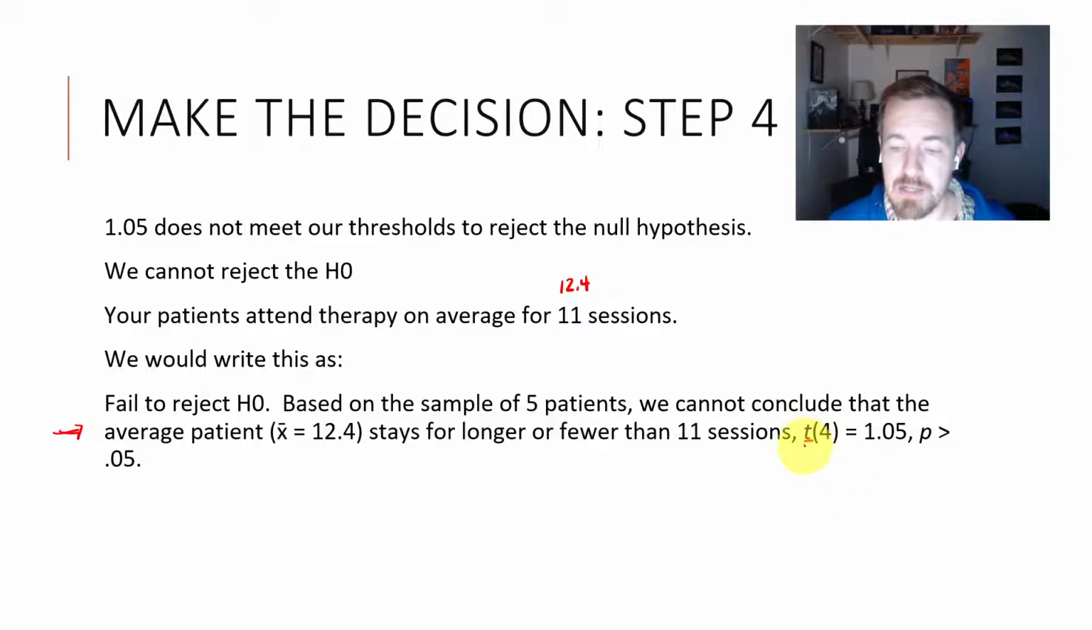So I'm going to be putting the t, which just lets the reader know that this is a t-test that I did. I put the degrees of freedom in the parentheses. We're going to do that from now on. Anytime we have a t-test, we're going to put the degrees of freedom next to it. That's going to be equal to the t obtained value, and then we're going to say p is greater than 0.05 because we were not able to reject the null hypothesis.